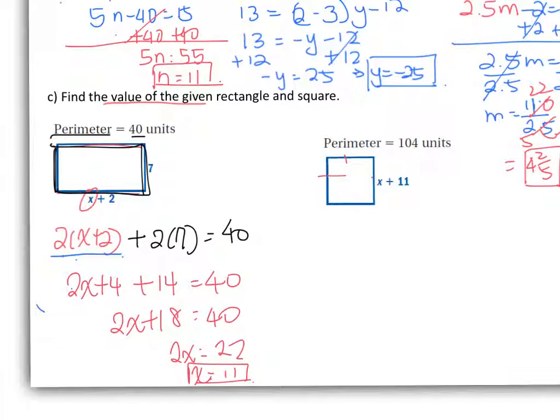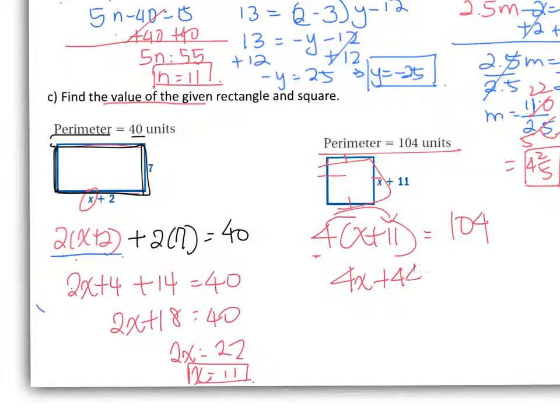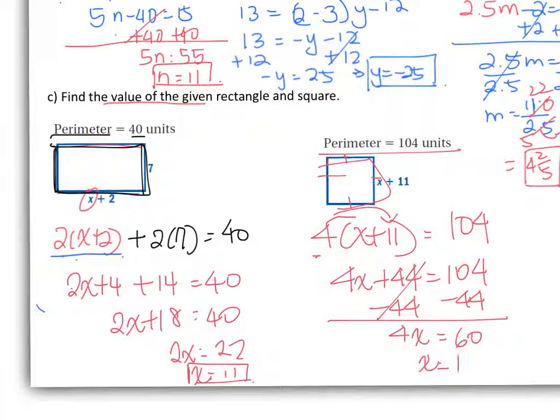And here we have a square. So 4 times x plus 11, because we have 4 sides, that's why I multiply by 4. The perimeter is 104. I could set it equal to that. We can distribute the 4 into the sum of x plus 11. 4x plus 44 equals 104. Subtract 44 from both sides. x equals 15.